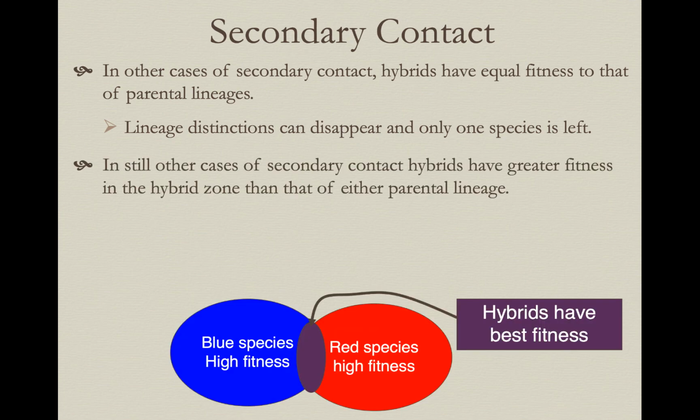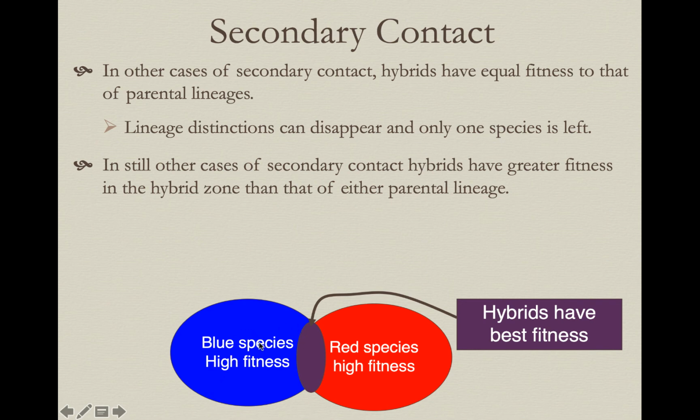There's actually a third possibility. If, however, the hybrids have really good fitness, maybe even better than that of their parents, in the hybrid zone, then we go from one species ancestrally that may have split to form two species, but the hybrids then may make a third species. So I'm going to give you an example of that.